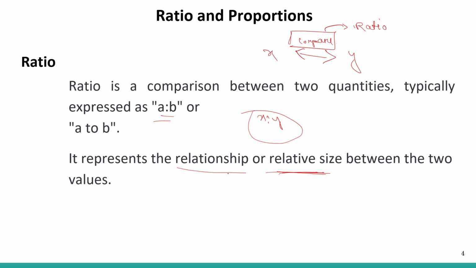For example, 3:2. In terms of size or quantity, how much bigger or lesser is 3 compared with 2, or 2 compared with 3? That kind of relationship is called ratio, and we represent it like this. This is pronounced as 3 is to 2. Any one of these representations can be correct.